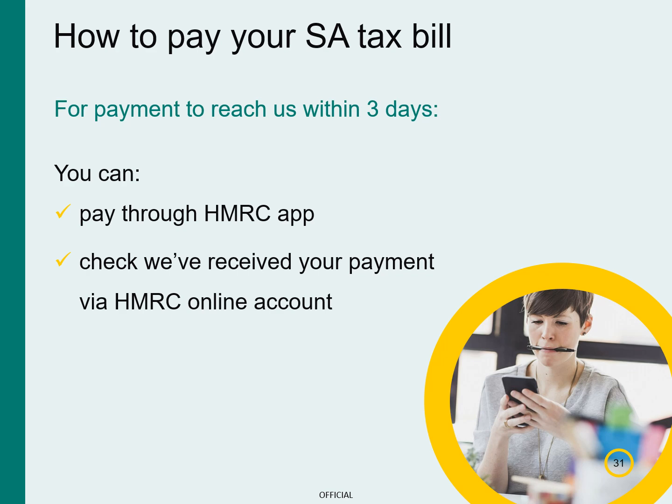You can also pay your self-assessment tax bill through the HMRC app. And more about this in a moment. To check we've received your payment, you can view details via your HMRC online account. It should show as paid within 7 working days.